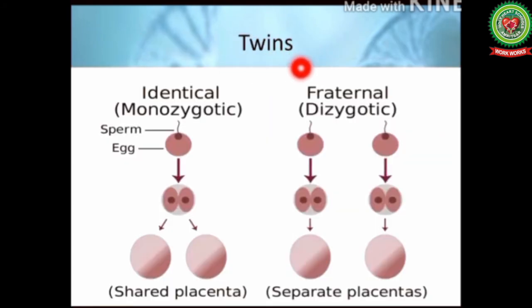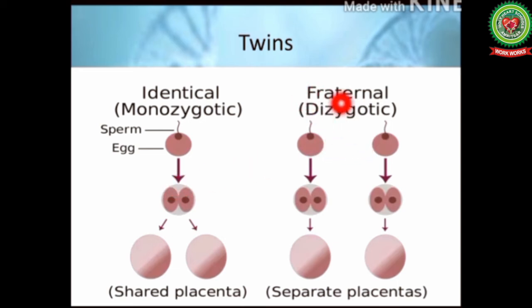Twins. There are two types of twins, identical twins and fraternal twins. Identical twins are also called monozygotic twins. Fraternal twins are also called dizygotic twins. Here mono means one, zygotic means zygote. So monozygotic twins are the twins which develop from a single zygote. When a single zygote undergoes first mitosis, it develops into two daughter cells and both the daughter cells behave like a new zygote and form two new embryos.